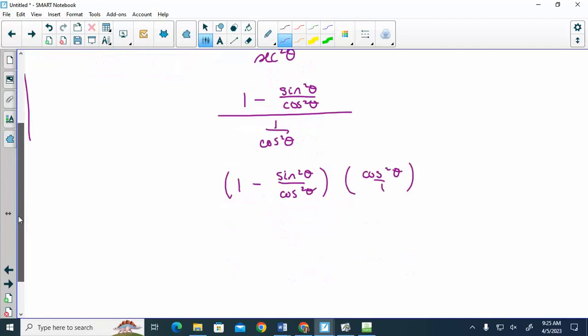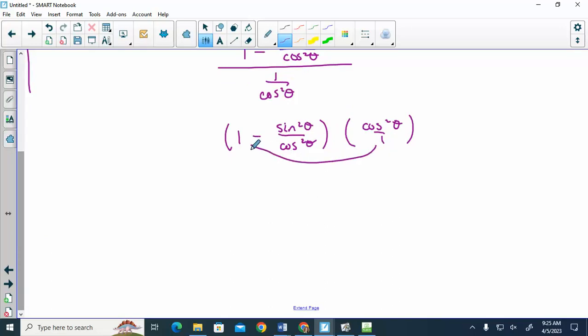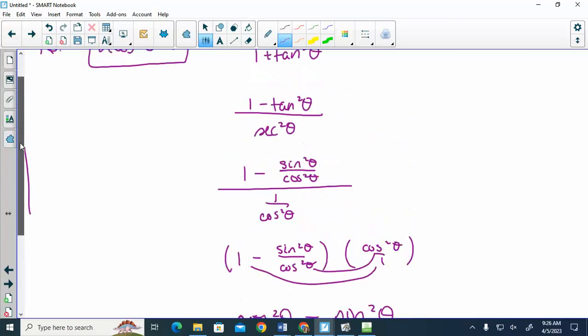So if we distribute, 1 times cosine squared theta over 1 is cosine squared theta, minus sine squared over cosine squared times cosine squared is sine squared theta. All right. Any idea how to get from there to our goal?